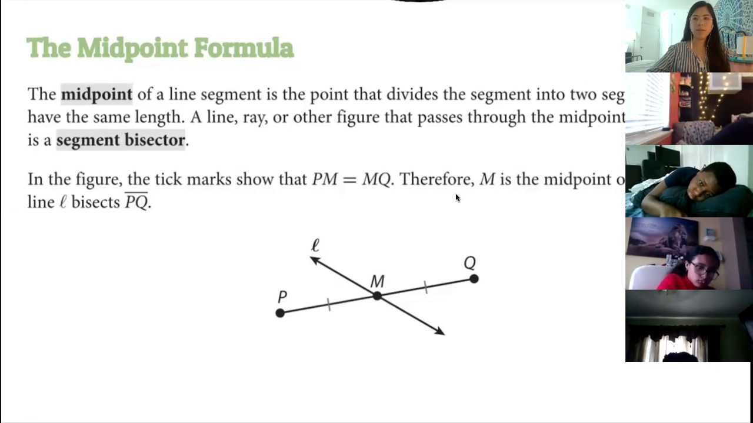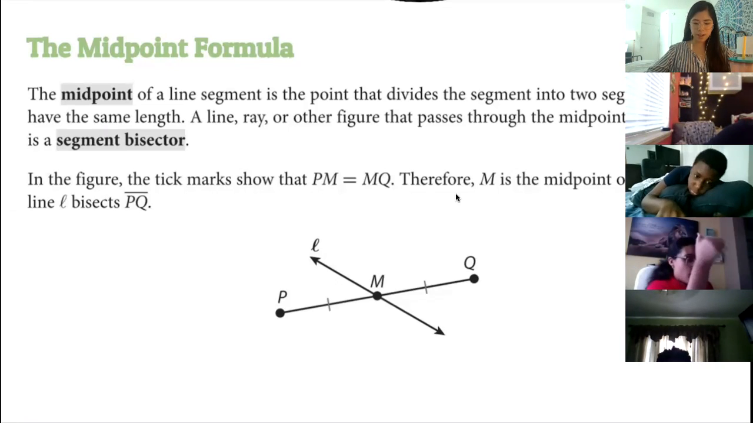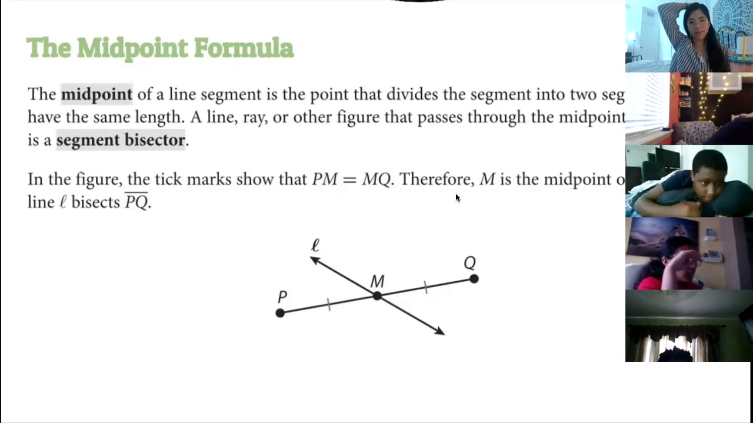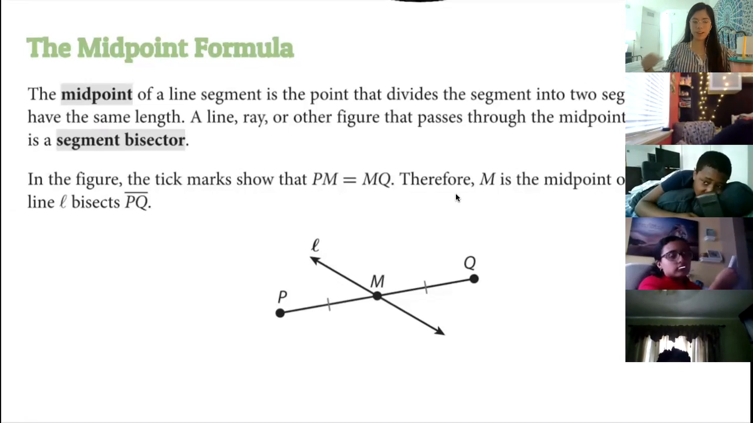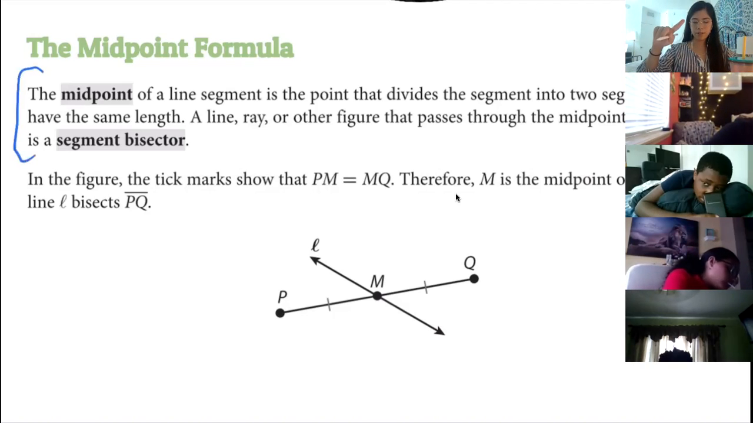So can I have a volunteer read the definition here? There's two sentences in the first paragraph, just this paragraph right here. So Tyrone, you do the first one, and then Samaj can do the second one.